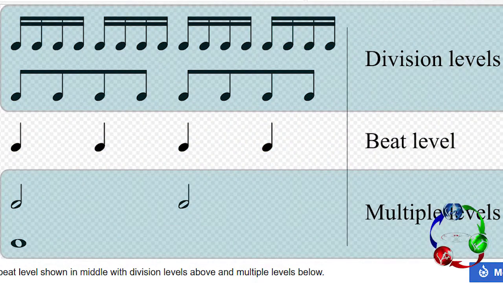Note gets 4 counts. 1, 2, 3, 4. So if you were clapping it, it would go 1, 2, 3, 4. A half note gets 2 counts, and if it's in 4/4 time, you would have 2 of them in a measure. The whole note in 4/4 time, you can only get 1 in a measure.